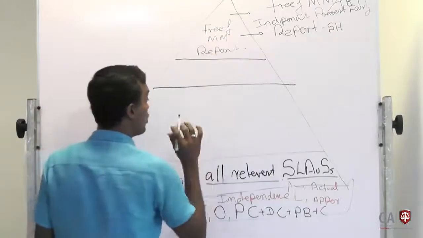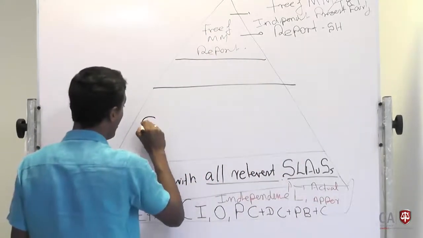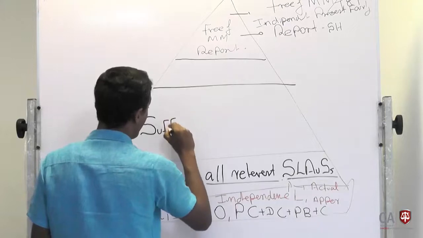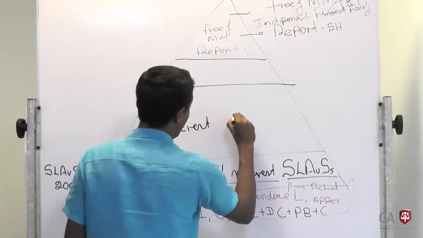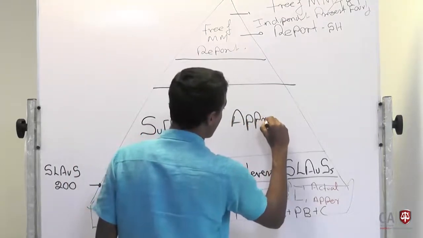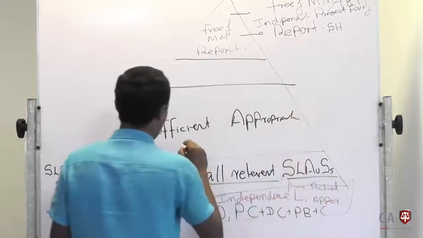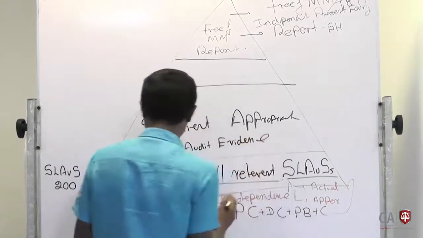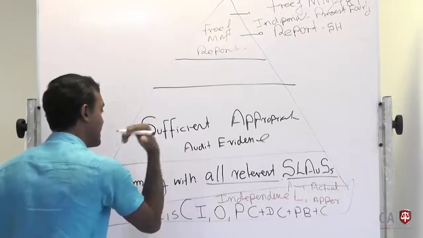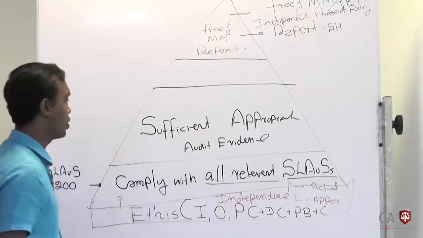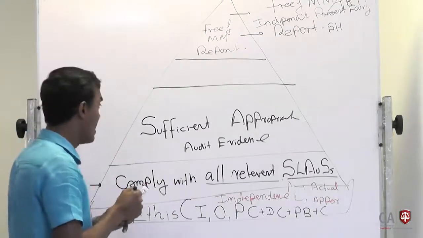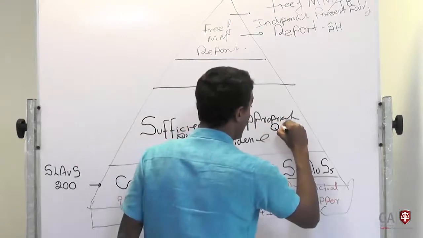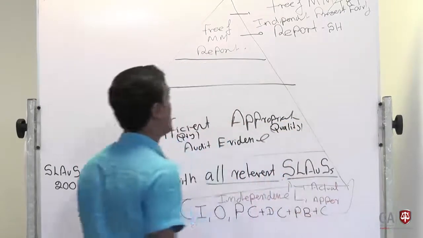You cannot give an opinion without evidence, and we always use these two words before audit evidence, right? What evidence? Sufficient and appropriate audit evidence. Now, how do we know the auditor will gather sufficient appropriate audit evidence? When you comply with auditing standards, automatically you are compelled to gather sufficient appropriate evidence. Again, don't write anything without a meaning, right? Sufficient means enough audit evidence, quantity. Appropriate means quality.